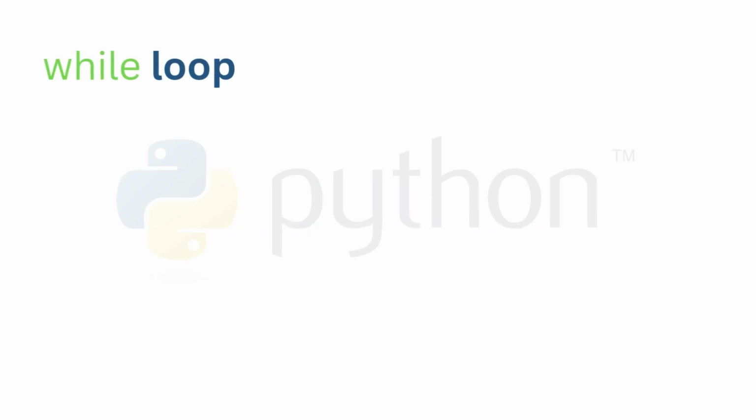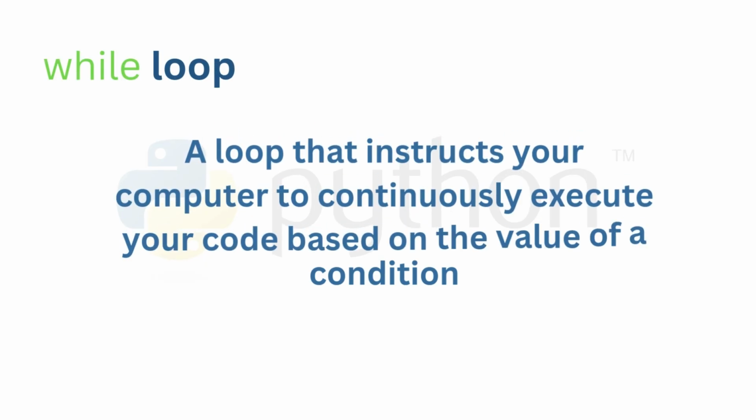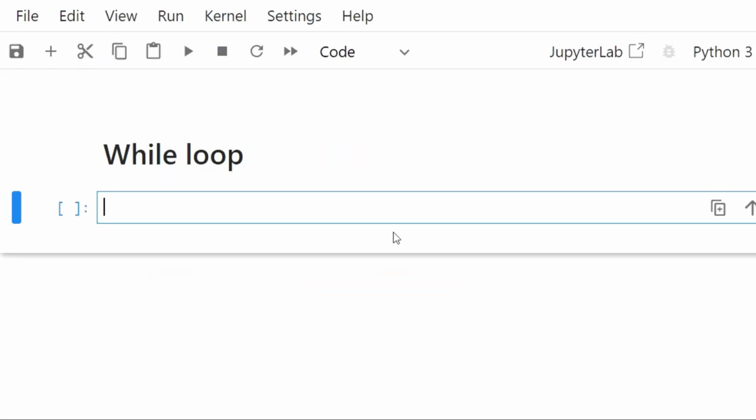A while loop is a loop that instructs your computer to continuously execute your code based on the value of a condition. While loops work in a similar way to branching if statements. The difference is that, in while loops, the body of the block can be executed multiple times instead of just once. This is great for avoiding redundancy in code.